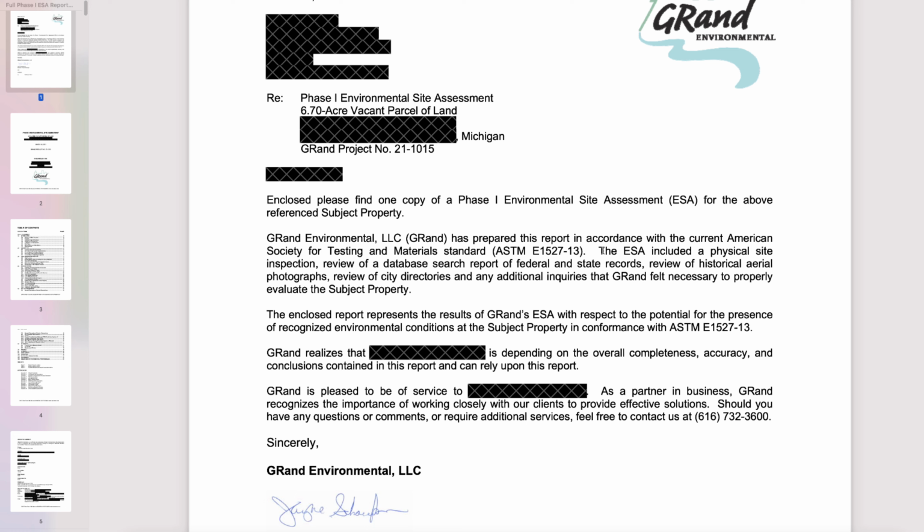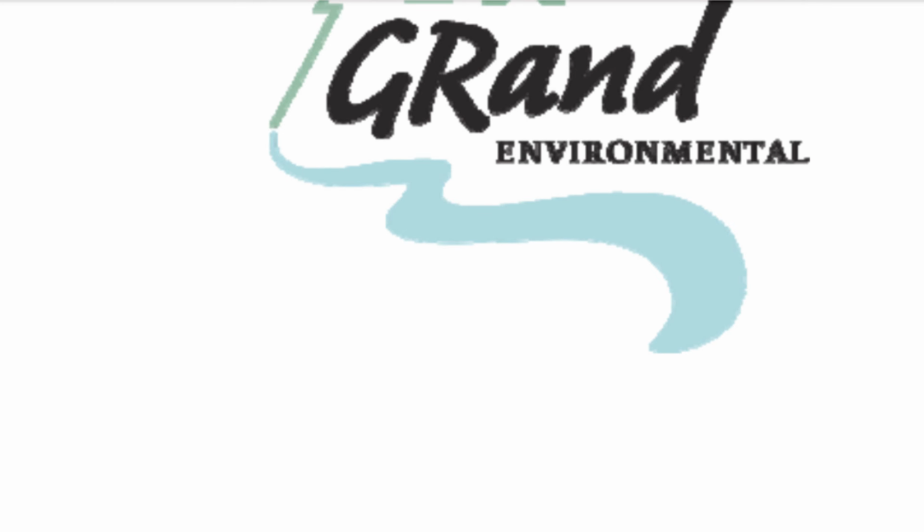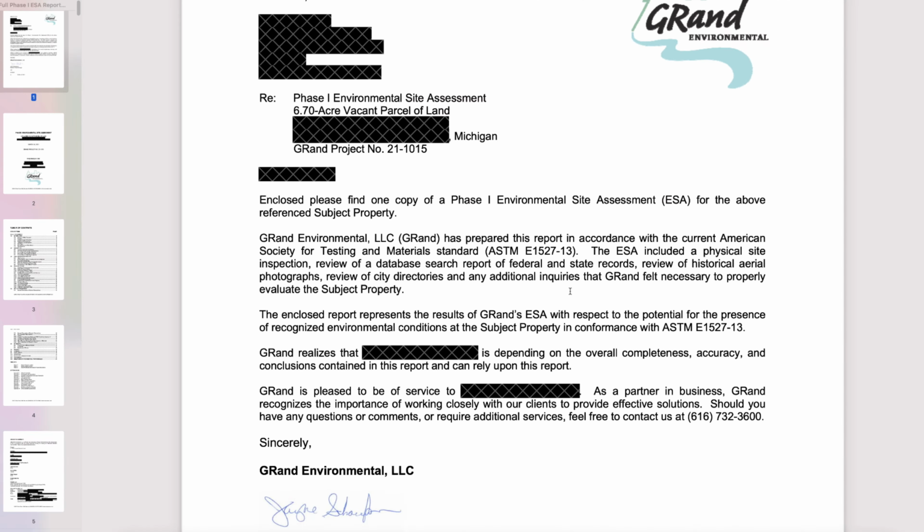So this first page right here is basically just a letter explaining what you're about to see. This is a Phase 1 environmental site assessment, and it says who prepared the report. As you can see here, I worked with a company called Grand Environmental, and it's going to explain that it's going by the ASTM standard.